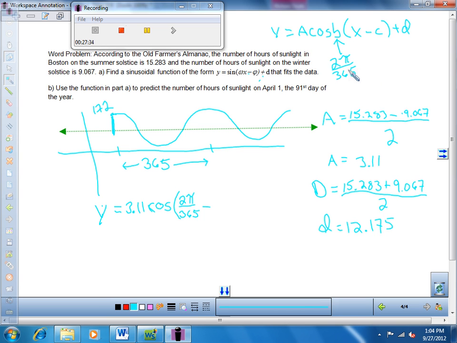Can anyone do that? 2.96, is that what you got? You took 2 pi, multiplied that by 172, and divided by 365. So this is 2.96? Yeah. Thank you. Oh, I forgot something. I forgot a variable, okay? Minus 2.96 plus 12.175, right?